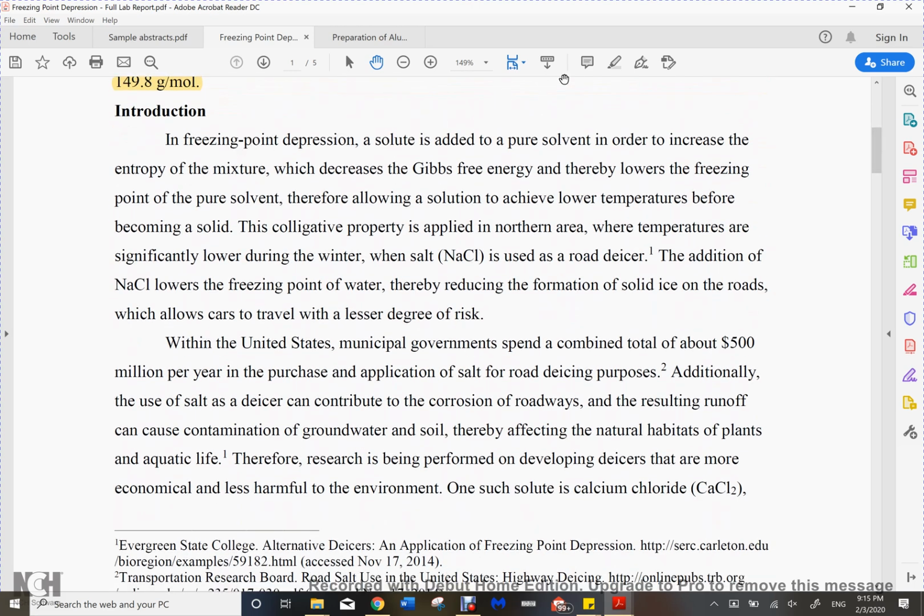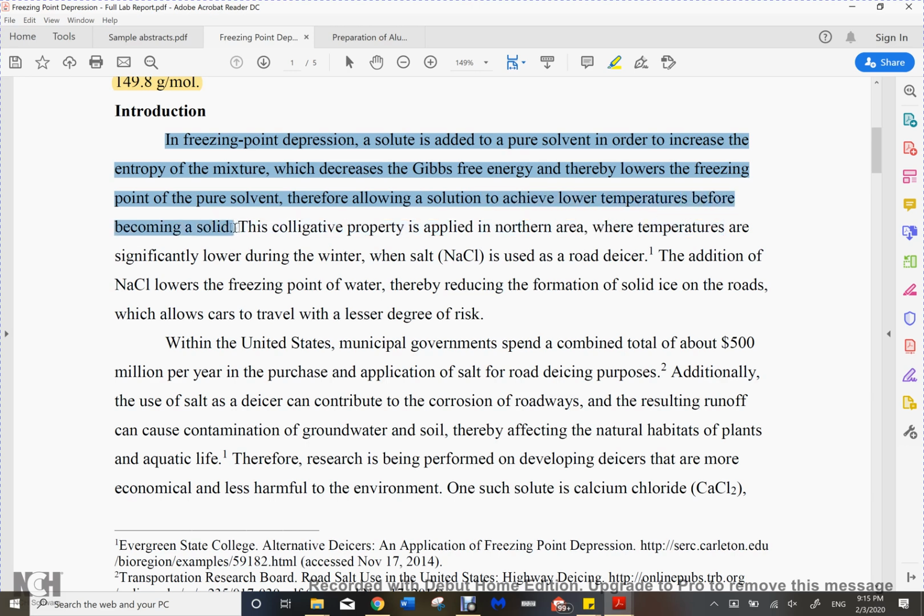It says, in freezing point depression, a solute is added to a pure solvent in order to increase the entropy of the mixture, which decreases the Gibbs free energy and thereby lowers the freezing point of the pure solvent, which allows the solution to achieve lower temperatures before becoming a solid. This colligative property is applied in northern areas where temperatures are significantly lower during the winter, when salt is used as a road de-icer. The addition of salt lowers the freezing point of water, thereby reducing the formation of solid ice on the roads, which allows cars to travel with a lesser degree of risk.